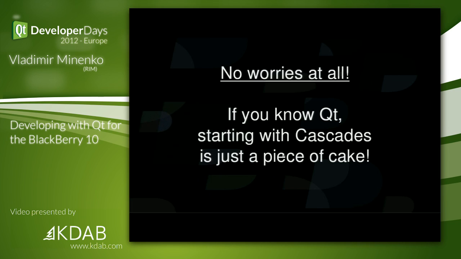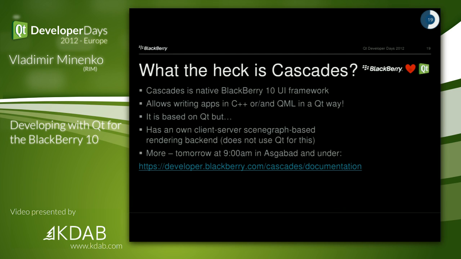This is a UI framework, the native UI framework for BlackBerry 10. It is based on Qt, and you can write your UI applications or general applications in either C++ or QML. Most of the Cascades components are available either as C++ classes or as QML items and elements.